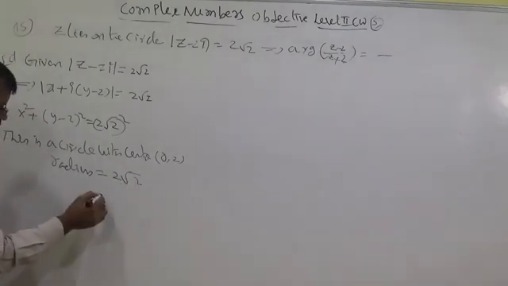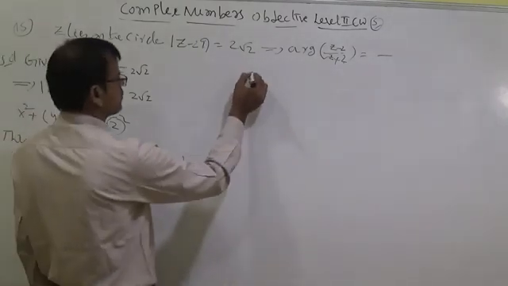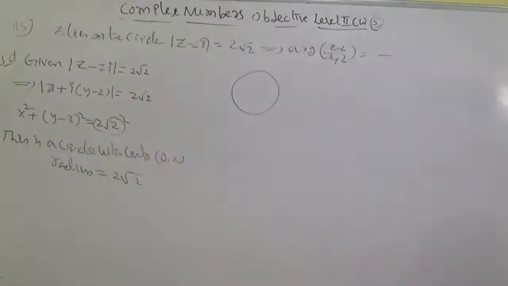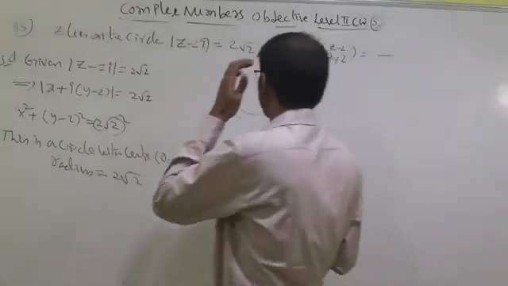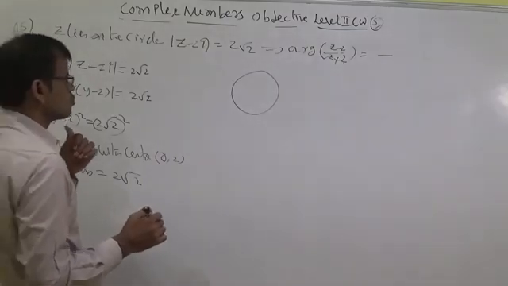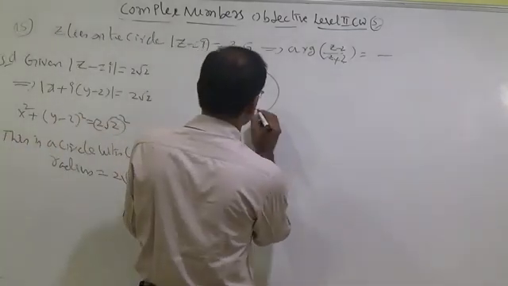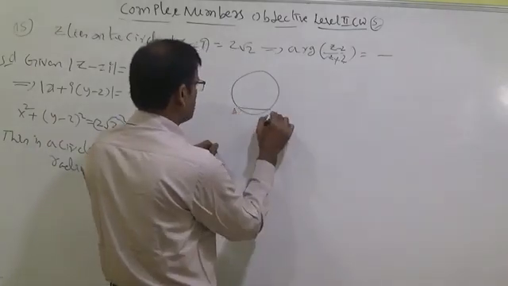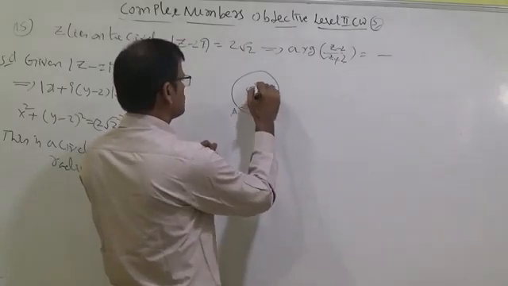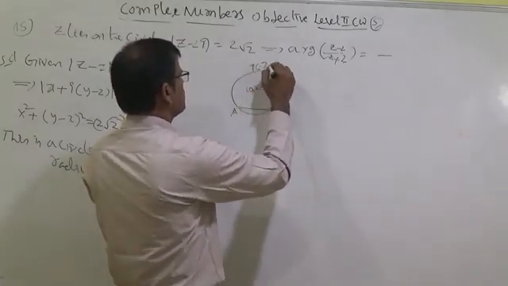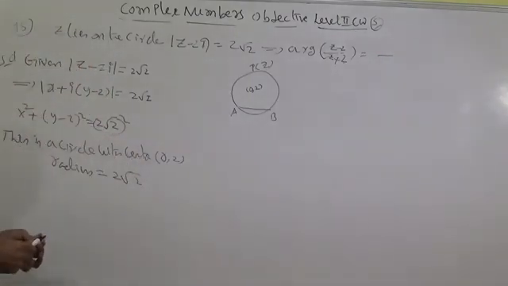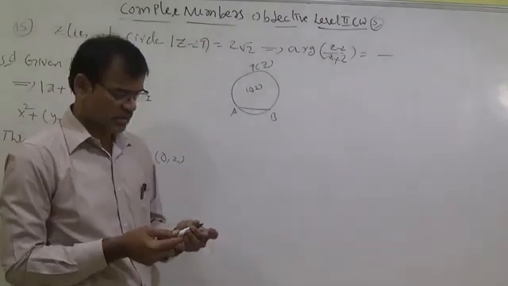Draw a circle like this. Center is 0, 2, so it is on the y-axis, and radius is 2 root 2. Put here A and here B. Put here 0, 2. Here P meaning Z. P is any point on the circle, a complex number.